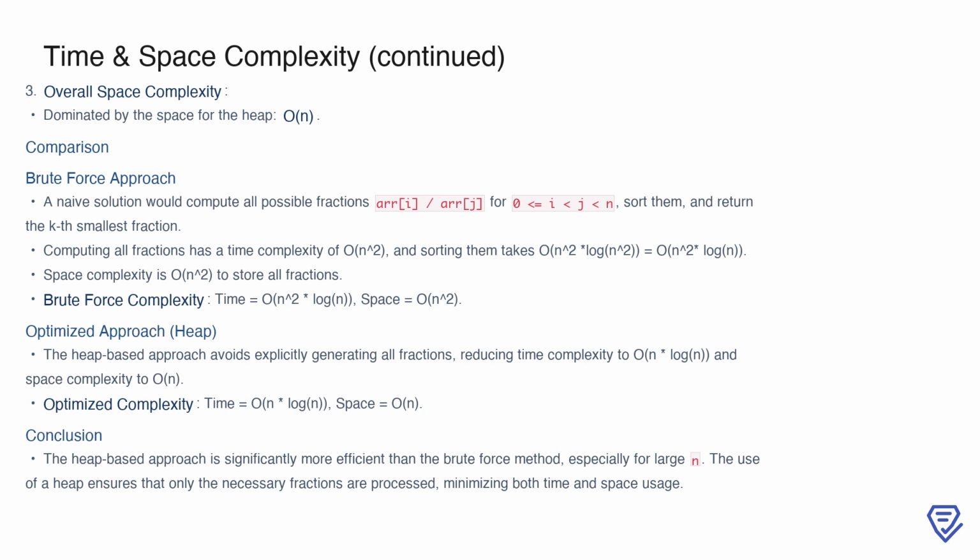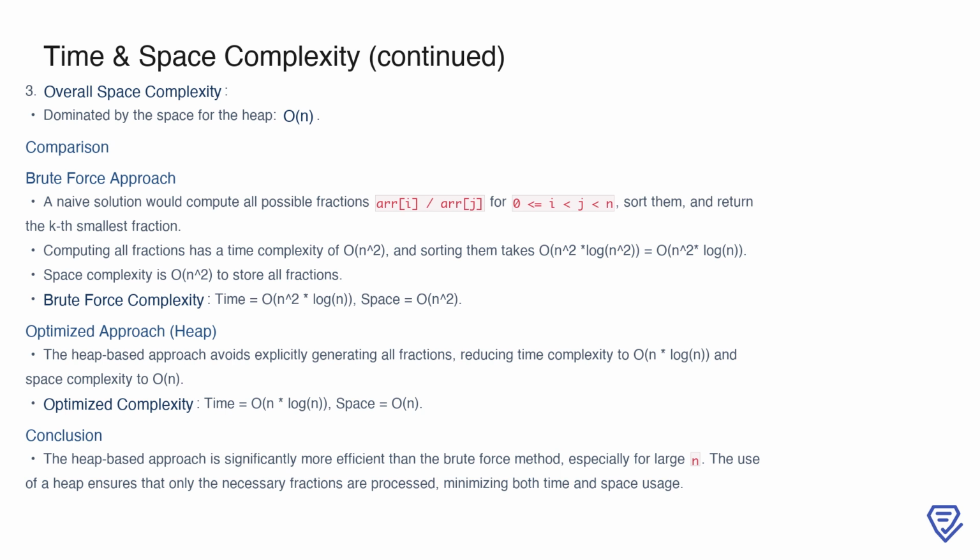In contrast, our optimized approach only processes necessary fractions using a heap, reducing the time complexity to O(n * log n), and space complexity to O(n). This makes the heap-based solution far more efficient, particularly for large arrays, as it avoids the overhead of generating and sorting all possible fractions.